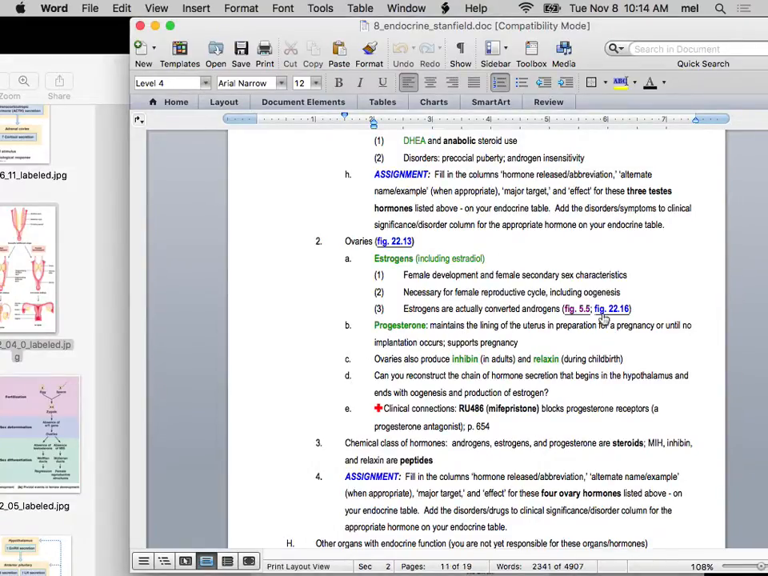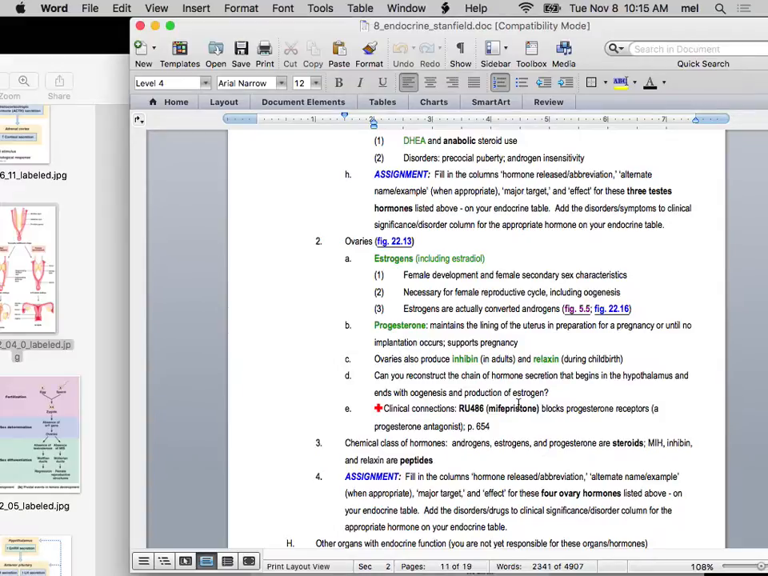They're necessary for the female reproductive cycle, including oogenesis, and estrogens are actually converted androgens. So I'm going to do a quick and dirty job on progesterone because its feedback mechanism is really complicated. Basically, at certain points in the cycle, the presence of estrogen is going to cause you to produce progesterone by a little positive feedback loop. I won't make you draw that one, though, because it's actually very different at different points in the cycle. You can't just say the female reproductive cycle is like this, because it's a whole story that's 28 days long.